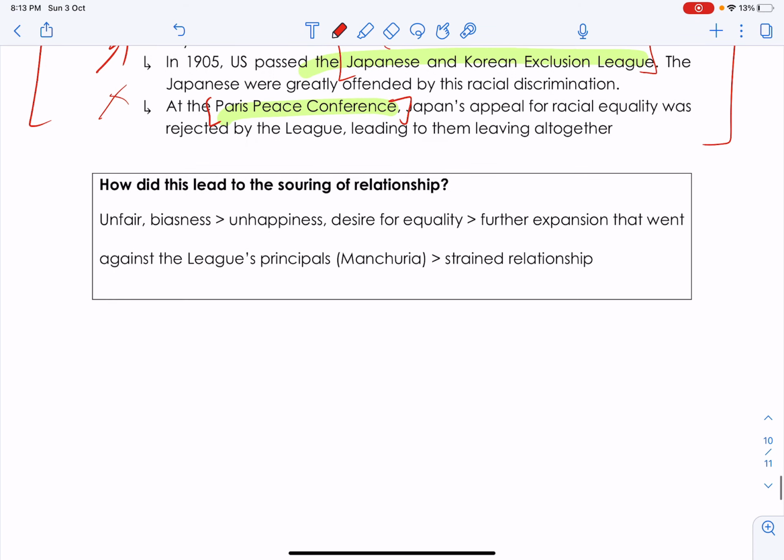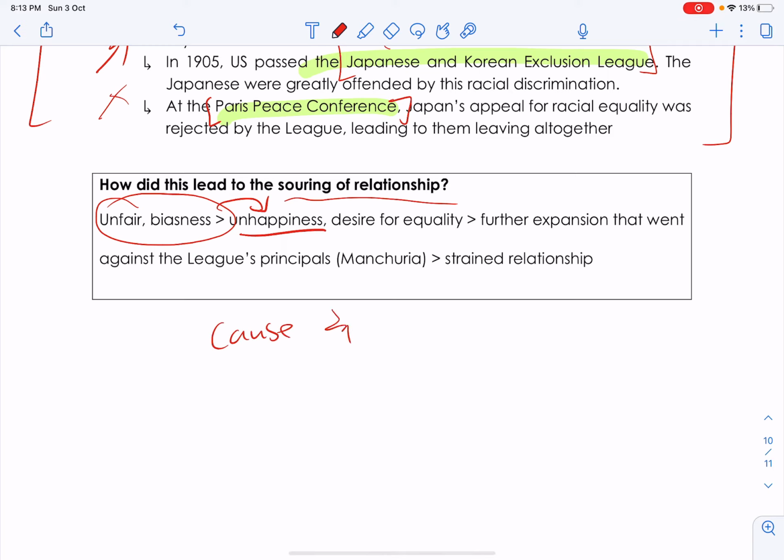So, for example, just briefly, how did this lead to souring of relationship? Well, because all these acts of racism clearly highlight the unfairness, the biasness being shown. And then you have leading to unhappiness. So you must think about cause and effect when you do your explanation. What is the cause and what is the effect that it is going to lead to? So all these instances of racism eventually led to the unfairness and biasness. Then it will lead to unhappiness. Then it will lead to the desire for equality by Japan.